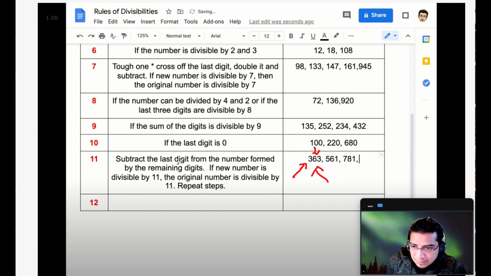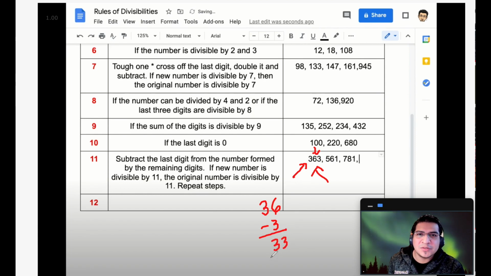But how does this apply? This is one way you can tell. The other way is by subtracting the last digit from the number formed. So I'll subtract 3. Look how this one works, you guys. This is really cool. So I have 363, right? They want me to subtract this number from 36. Well, if I do that, I get 33. Sure enough, 33 is divisible by 11 because that's 11 times 3.